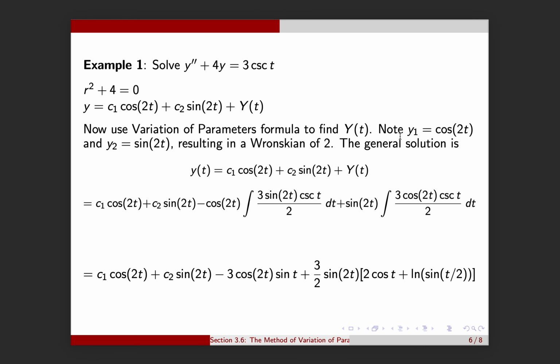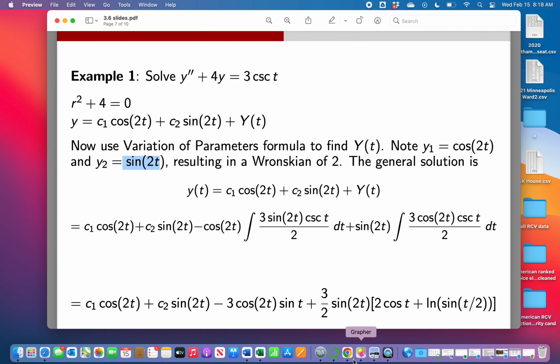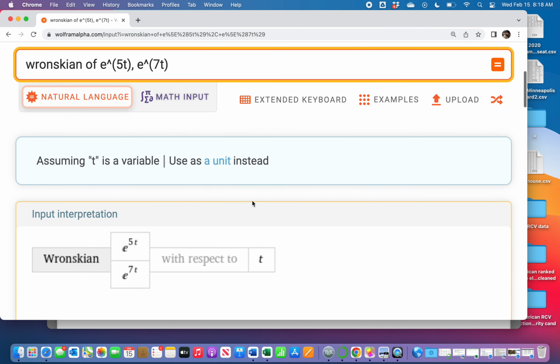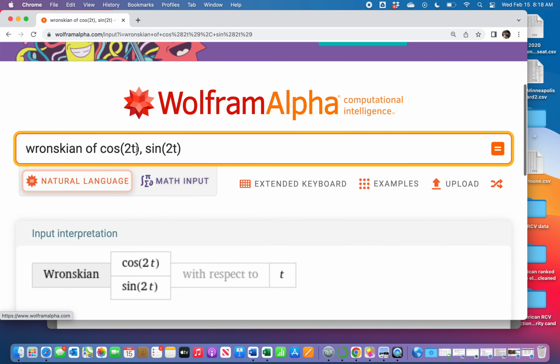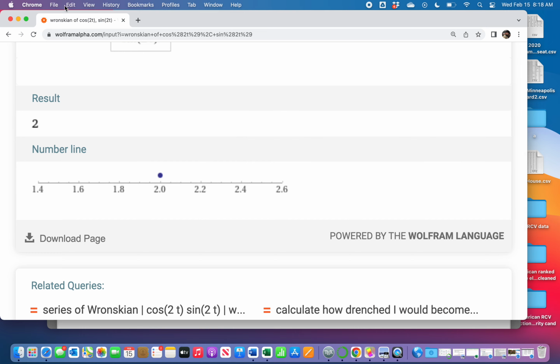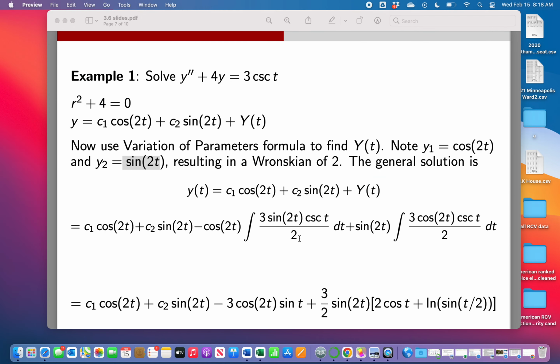So if you go to Wolfram and ask, what is the Wronskian of cos 2t, sine 2t, like I just did a second ago. So if you'd like to see that again, Wronskian of, and the formula is symmetric, so it doesn't matter the order in which you write anything. You just have to be consistent about it. So 2, there you go. That's why there's a 2 down there.